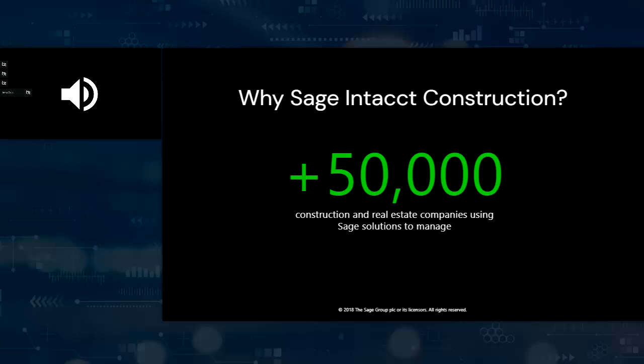So why Sage Intacct? Why would you want to come here? Well, Sage has over 50,000 construction and real estate companies using their software. Now, those aren't all Intacct clients. They're 300, 100, and Intacct. But Sage knows construction. It's what we specialize in.